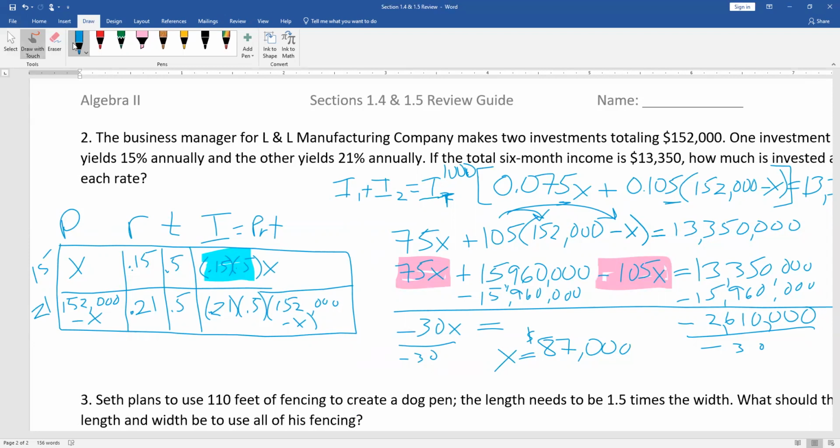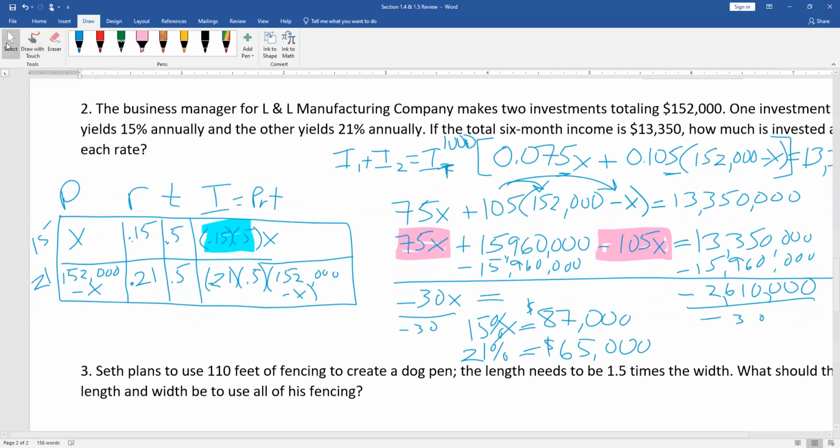And then when you do the 152,000 minus 87,000, the 21% account has 65,000, because that's what's left that they invested in the 21% account. Let me double check myself here. So that's your final answer. 15% account got 87,000, 21% account got 65,000.